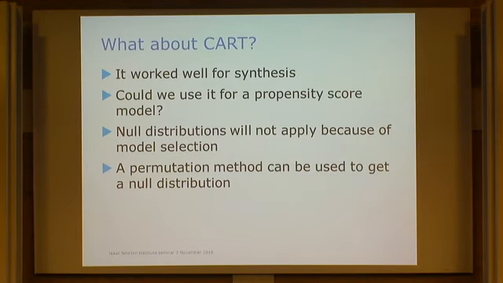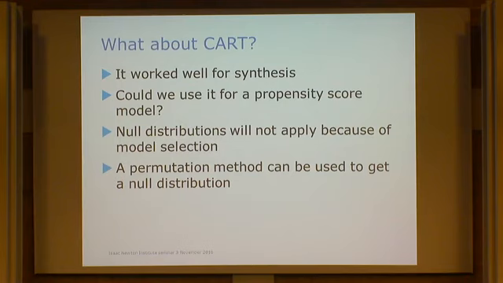Now, what about CART? It worked very well for doing the synthesis. Could we use it as a propensity score model? The problem with that is that these formulae for the null distributions assume a fixed model and assume that you know it. And when you look at the results of a CART propensity score model, they look completely different because you've got this model selection thing. And you get a very different set of results.